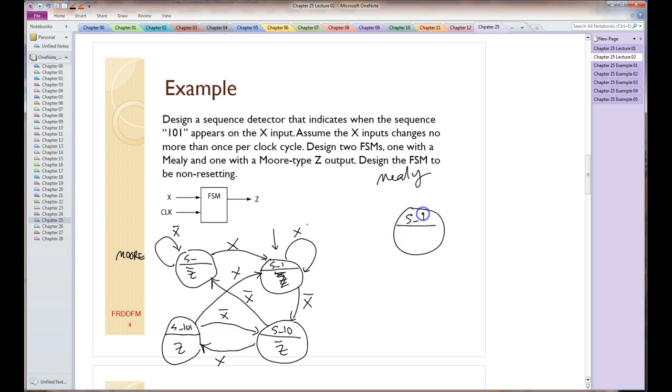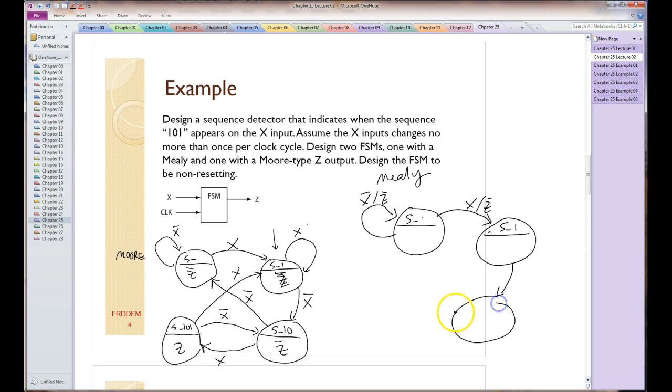Similar, S underscore. This is S underscore. X bar, Z bar, X, Z bar, looking good. This is S underscore 1, the state where I found the first 1. I look at this state, and it looks complete because I have 2 arrows exiting it, an X and X bar. That looks good. So I know I'm going to go to another state here eventually, S underscore 1, 0.